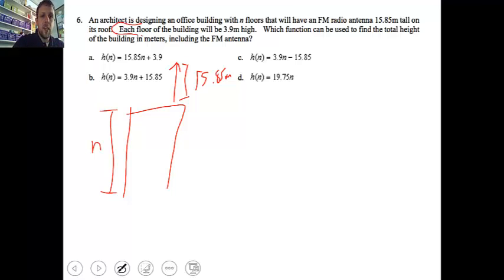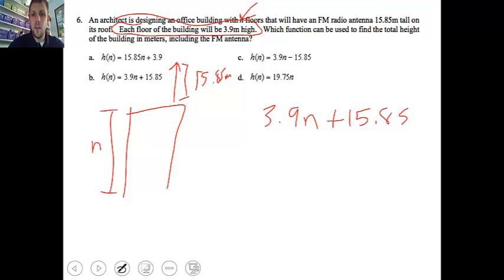Well, if you read carefully, it says each floor of the building will be 3.9 meters high. It sounds like a slope, so 3.9, I guess, what is the variable? Oh, N. And then there's an additional antenna that doesn't repeat. That's 15.85. So it looks like the function of N, 3.9 N plus 15.85. So the answer is B.